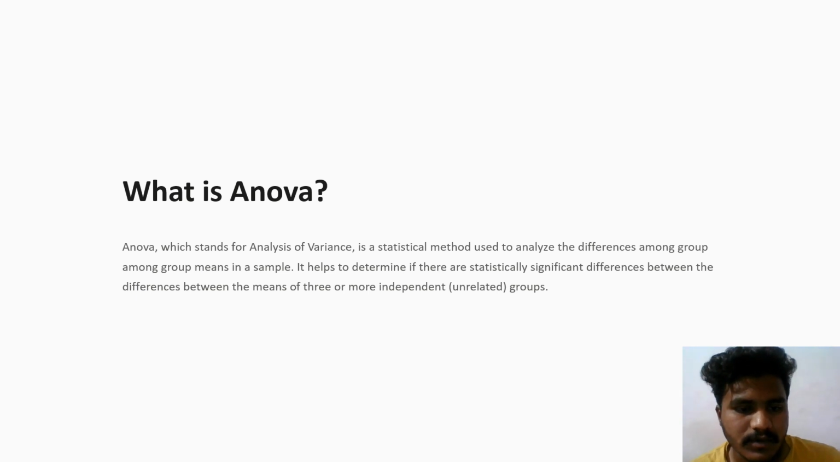First of all, what is ANOVA? ANOVA, which stands for Analysis of Variance, is a statistical method used to analyze the differences among group means in a sample. It helps to determine if there are statistically significant differences between three or more independent groups.